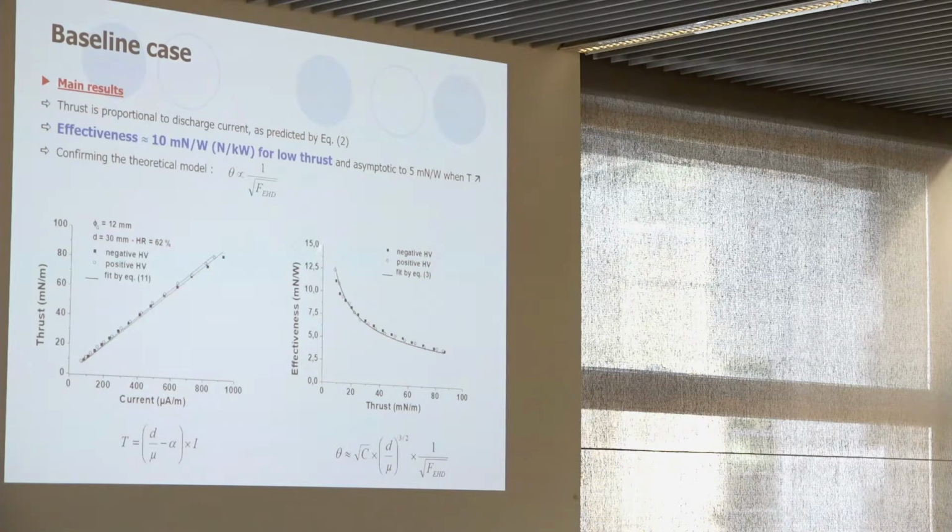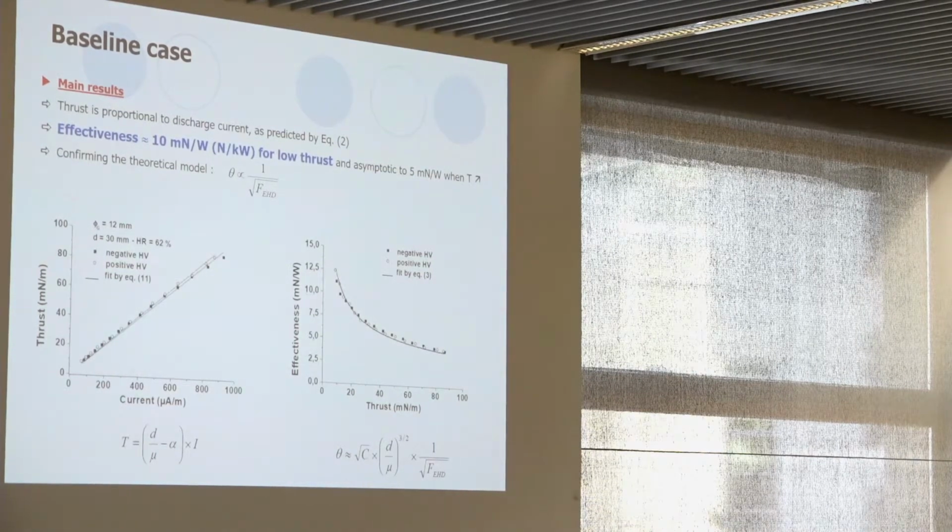And here we have the effectiveness versus the produced thrust. And we can see, unfortunately, that the effectiveness really is inversely proportional to the square root of the produced force. So when you want to produce a high force, you reduce the effectiveness. So it's not good.